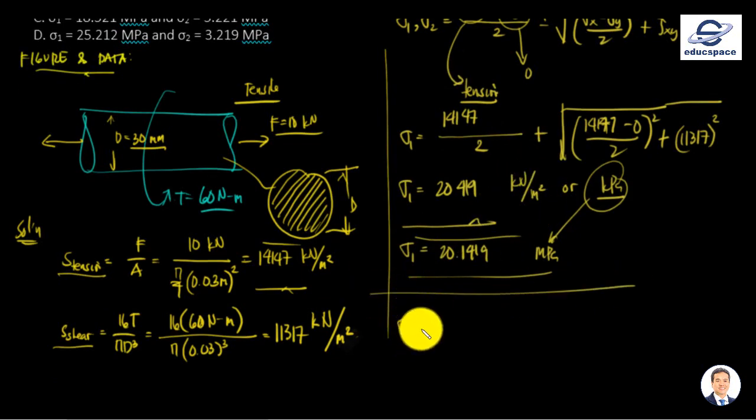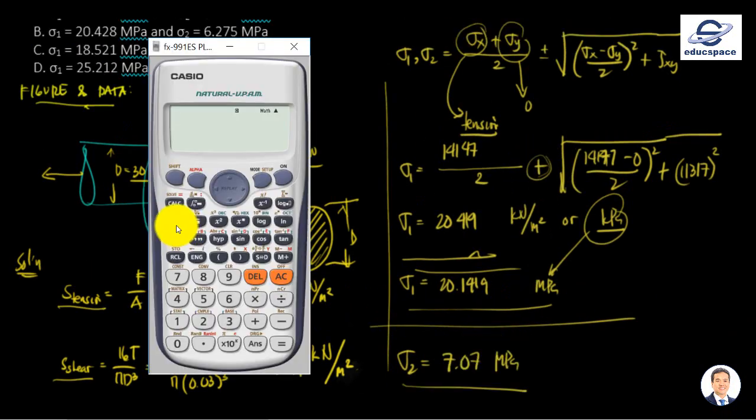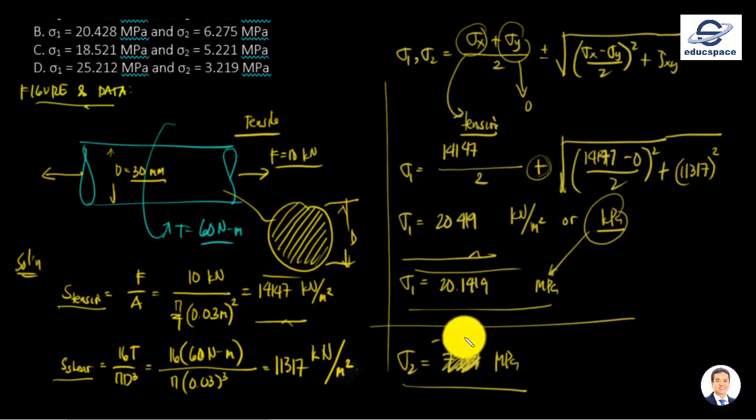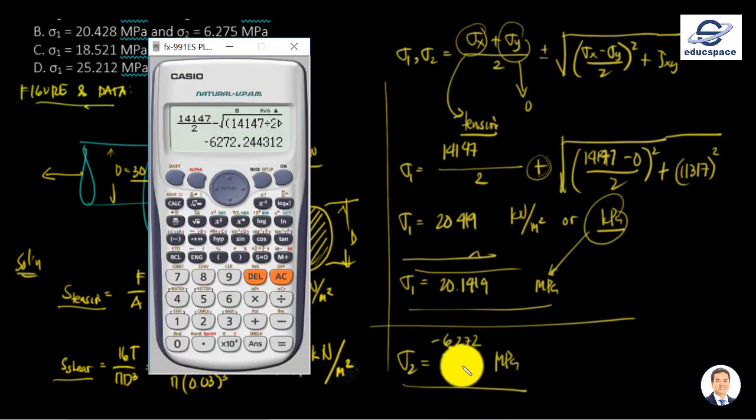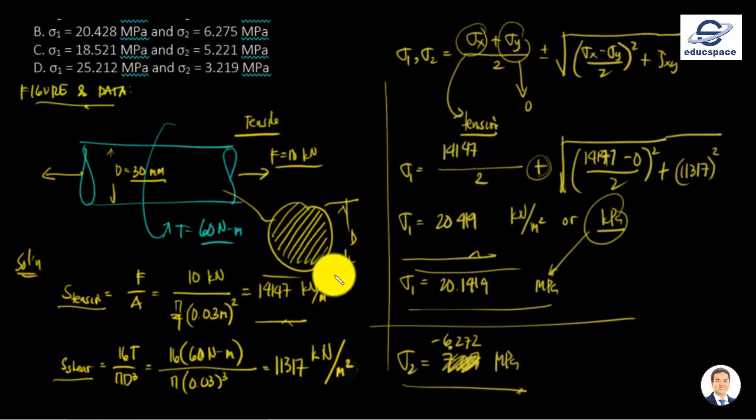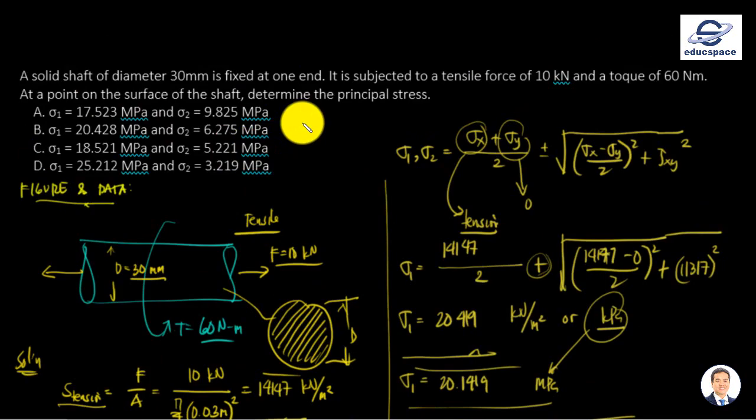Ngayon, sa minimum, change lang natin ito ng negative. So, lagyan natin 14147 divided by 2 minus the square root of 14147 divided by 2 squared plus 11317 squared, equal sign. Negative 6.273, sorry, 6 point ito. Naka-megapascal, divided by 1,000. So, negative 6.27 megapascal. Again, this is the minimum principal stress. So the answer here is letter B.